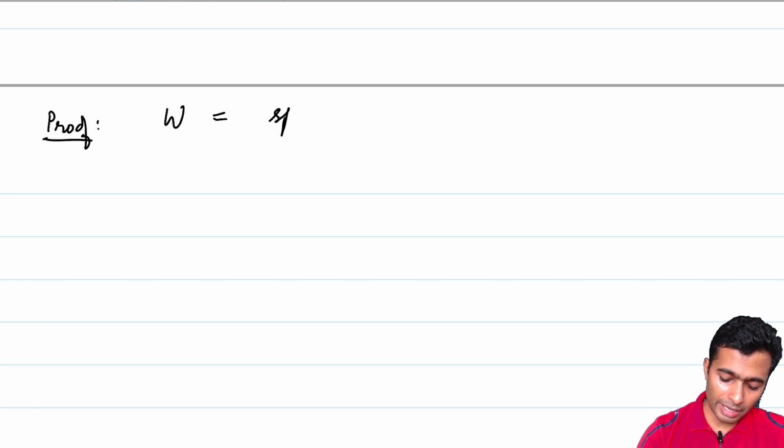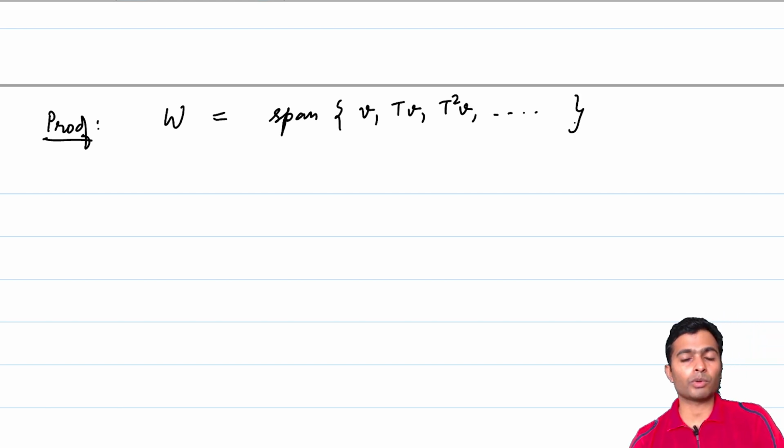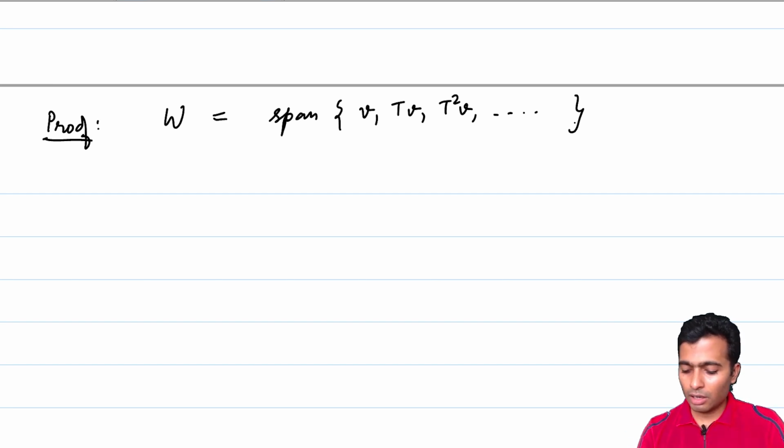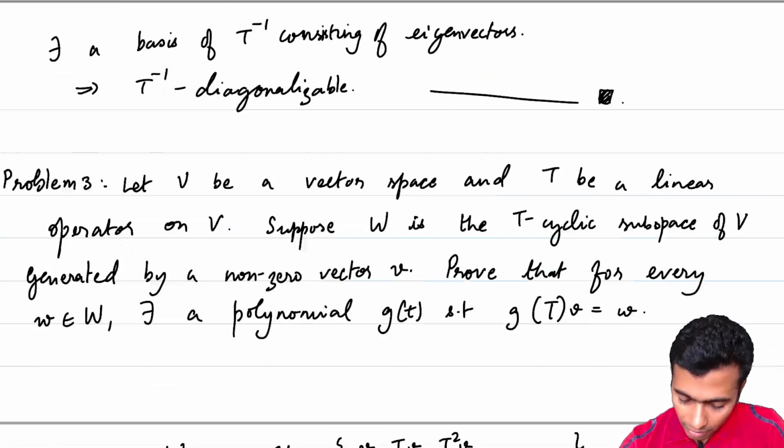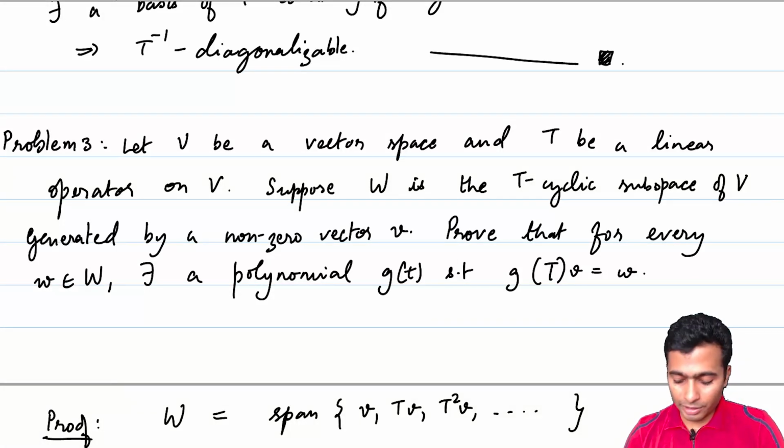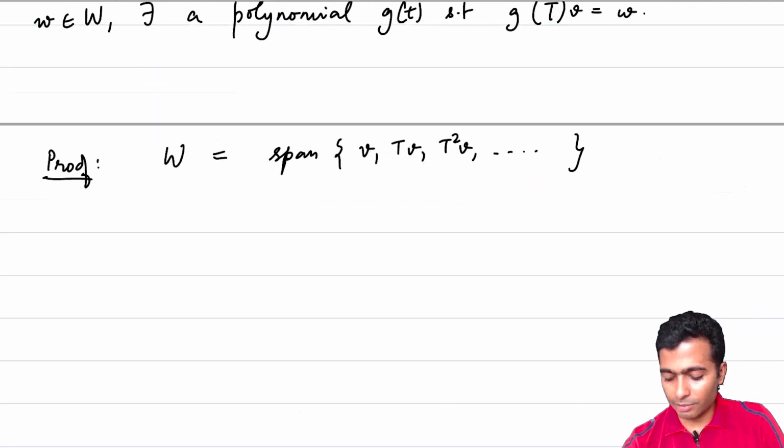That means that this is the span of the vectors v, Tv, T squared v, T cubed v, and so on. What was T to the power k v? That is T acting on v, k times. So T of T of T of v, k times this is acting. That's what T to the power k v is. And W is the span of the vectors v, Tv, T squared v, T cubed v, and so on. So notice that we have not imposed the requirement that V should be a finite dimensional vector space. That requirement is not there. So it is possible that W is infinite dimensional.